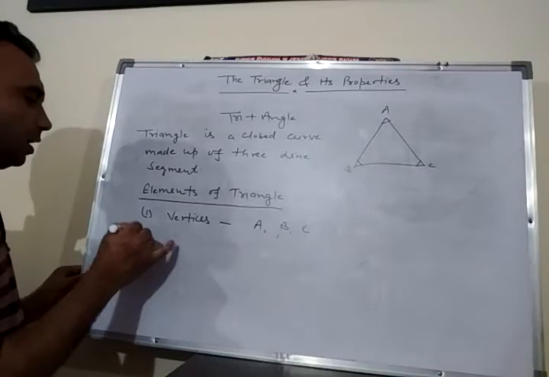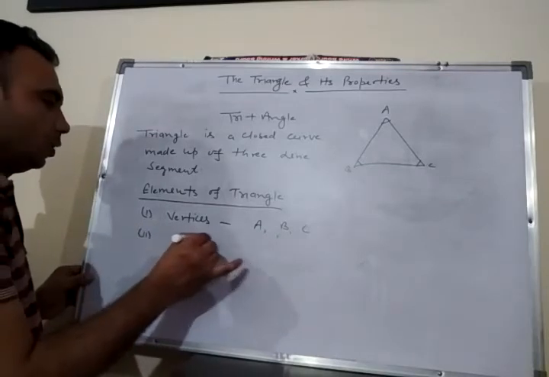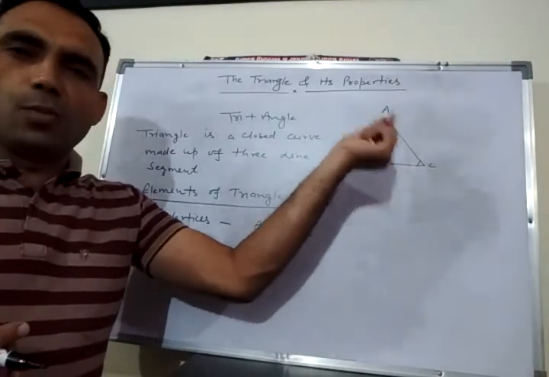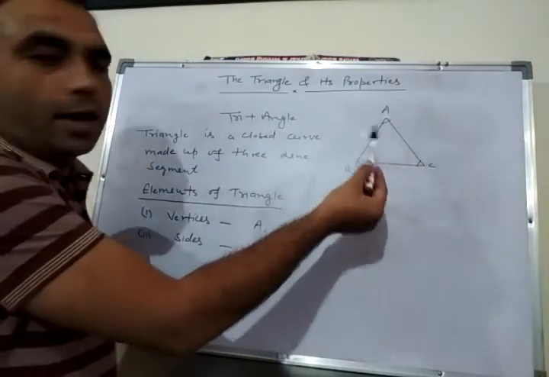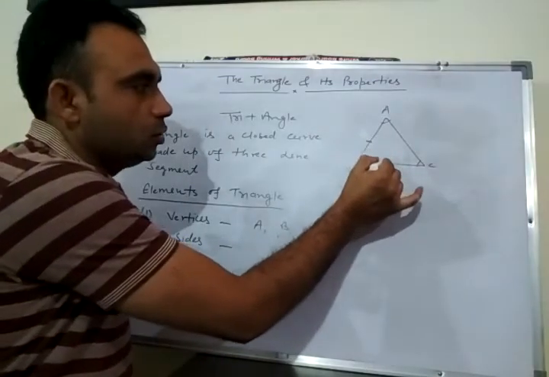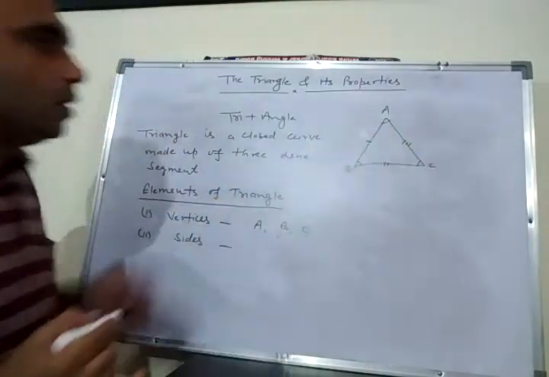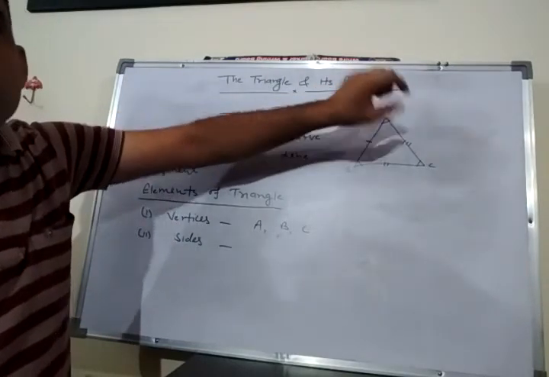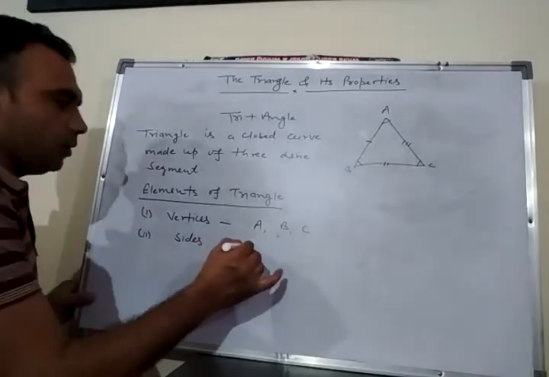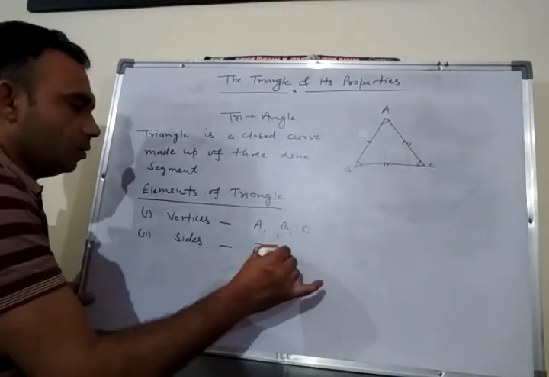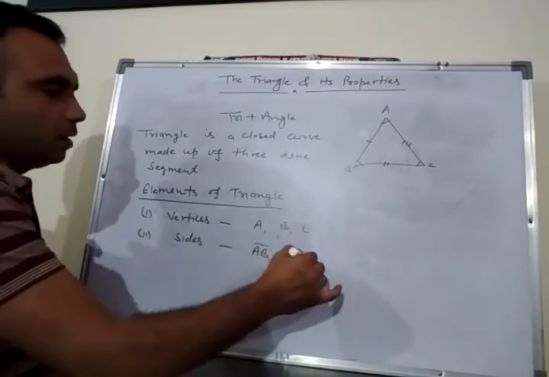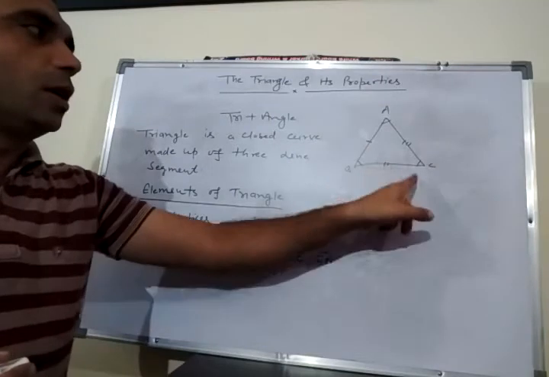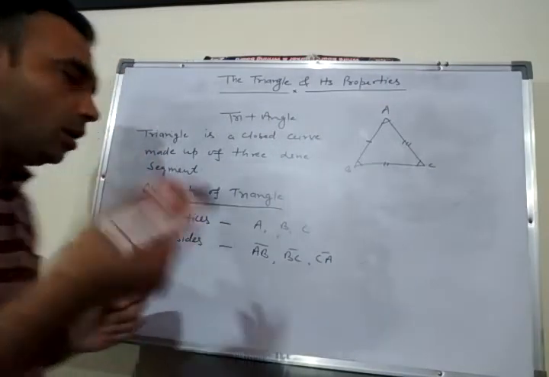Three sides. Second is sides. What are the sides of a triangle? These line segments of which the triangle is made up are called the sides of the triangle. Here are three sides, 1, 2, and 3. This is side AB, this is side BC, and this is side CA. So there are three vertices, three sides, and three angles.